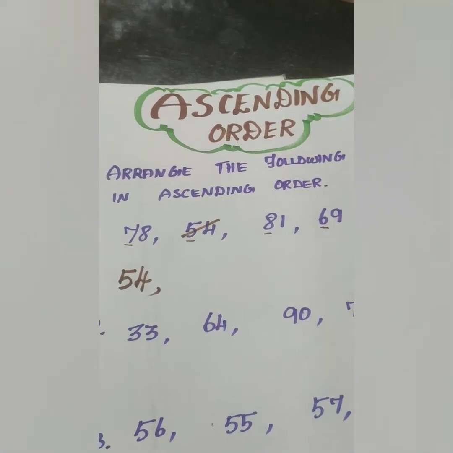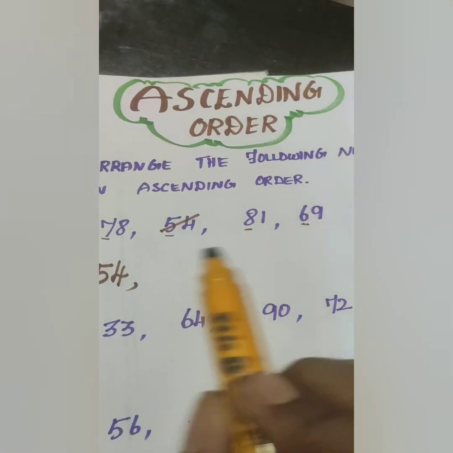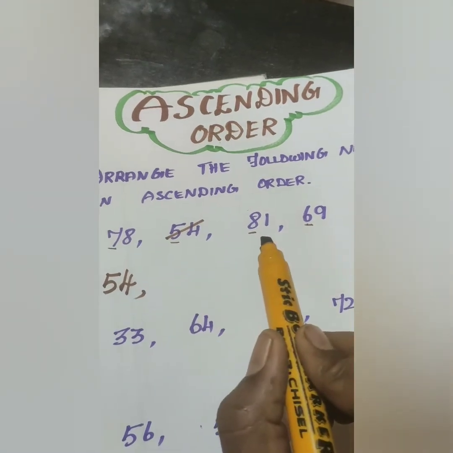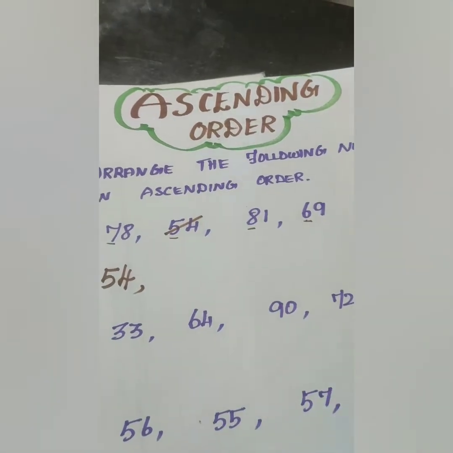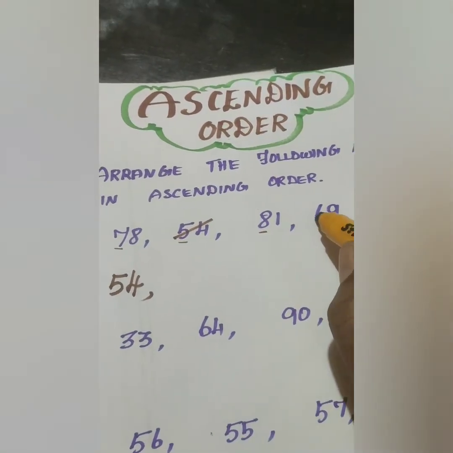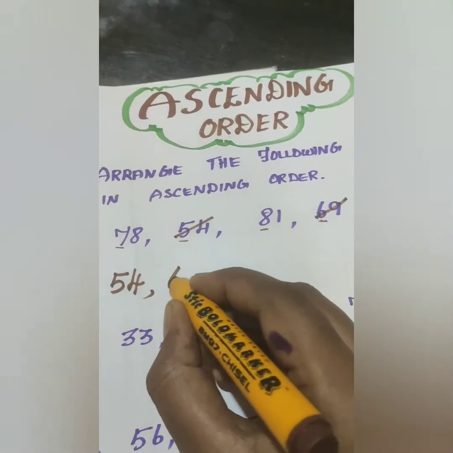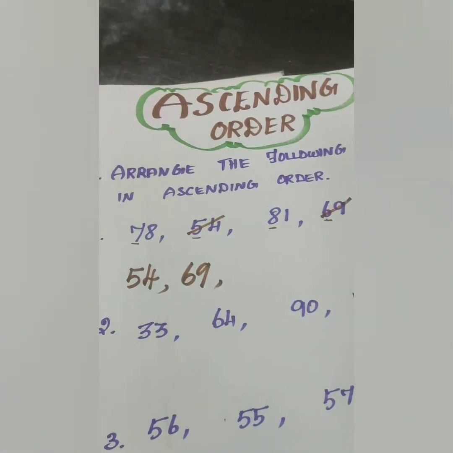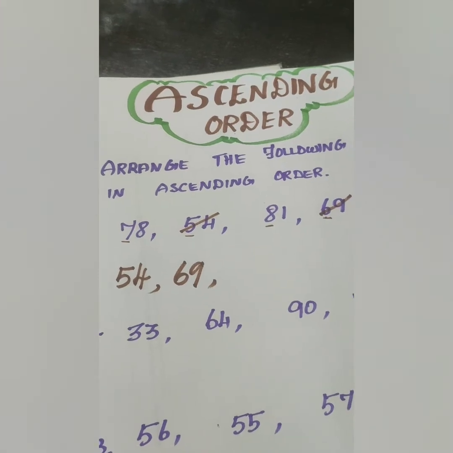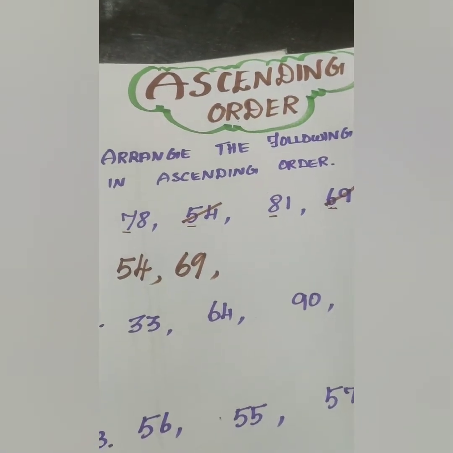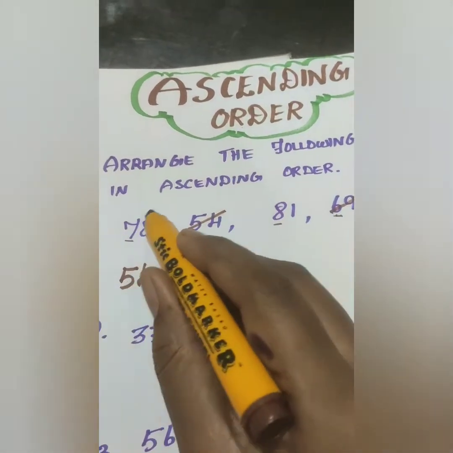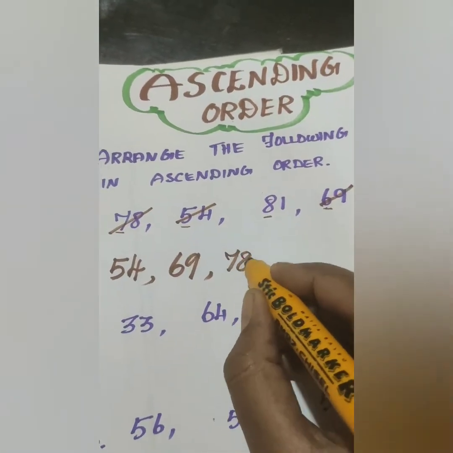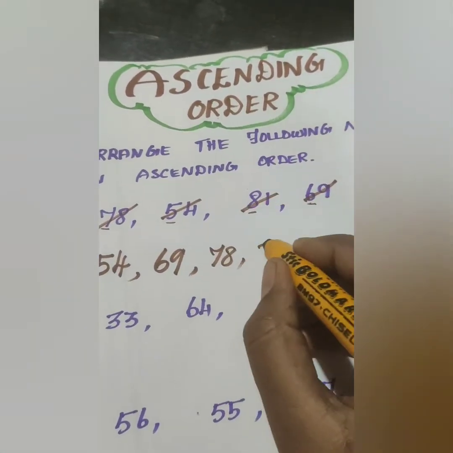Which is very smaller? I told you to see the first numbers. 7? No. 8? No. 6? Yes. 6 is the smaller number. So 69 is the next answer. And then the remaining 78 and 81. Which is smaller? 7 or 8? 7. So 78 is the answer and the remaining 81 will be coming there.